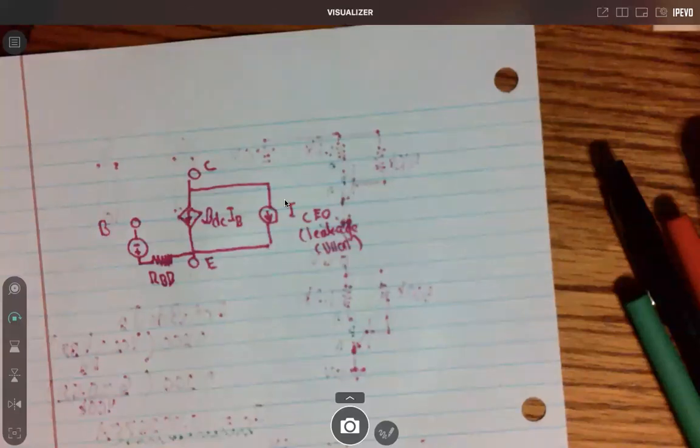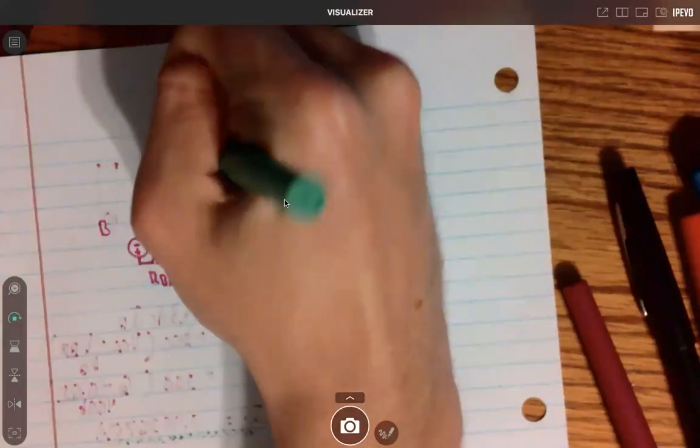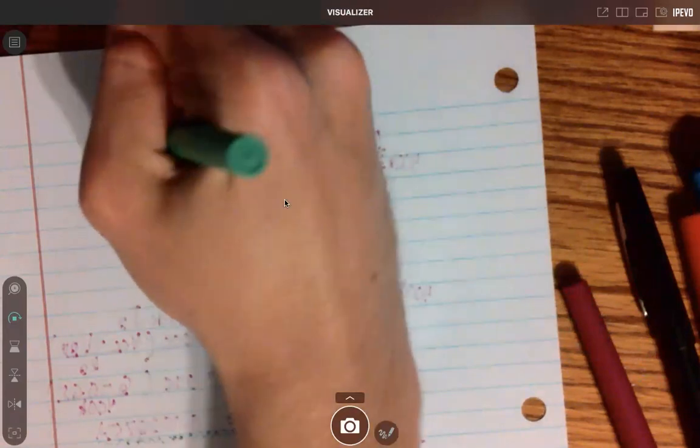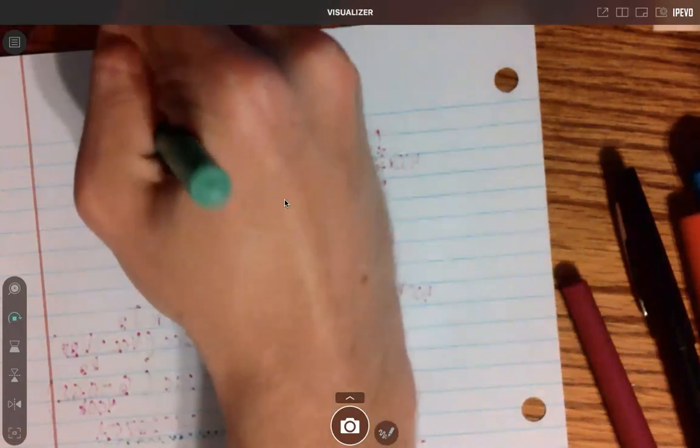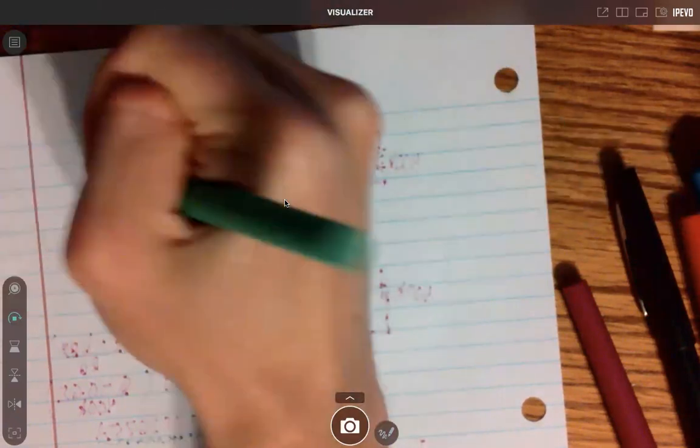And then that is what we have in particular for a DC model. But what you're going to notice is what we add into the circuit is RC, because we have a resistor at the collector. We have usually some type of voltage between the collector and emitter. So that's where this source comes from. Then we have a resistor connected to the base. So that's where this one comes in.